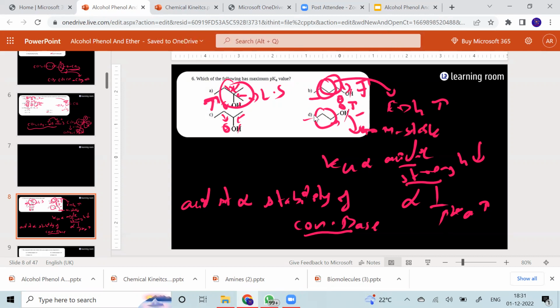So now they're asking us which has the maximum pKa. That means they're asking about minimum acidic strength. The least acidic will be the least stable one, and the answer would be A. If they ask you the minimum pKa, then the answer would have been D.